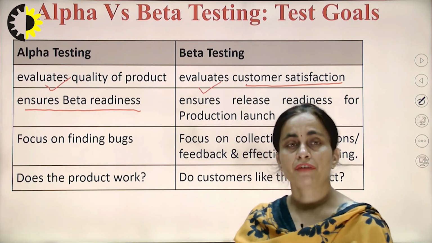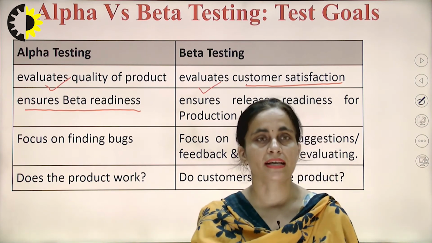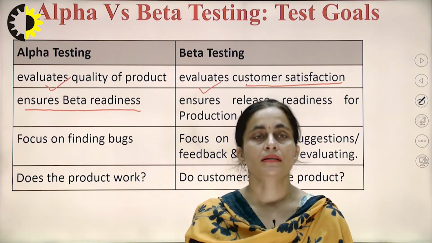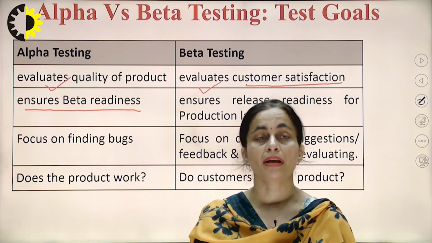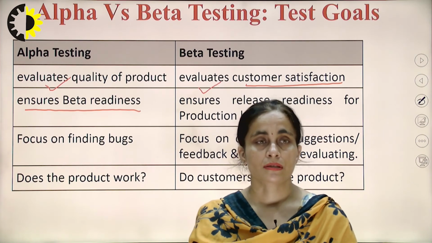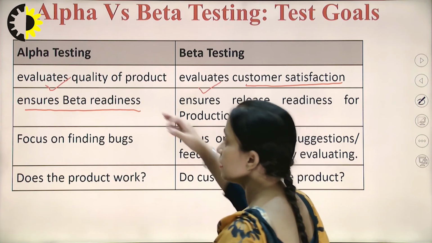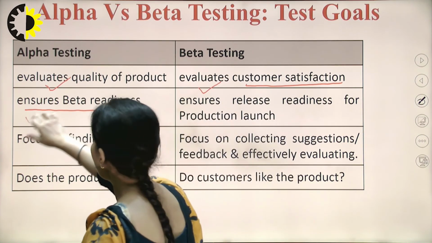If we succeed in performing the alpha testing, then we can say that the product can be given to the beta testers, meaning the product can be handed over to the users. It should be beta ready first. That's the main reason for performing the alpha testing.